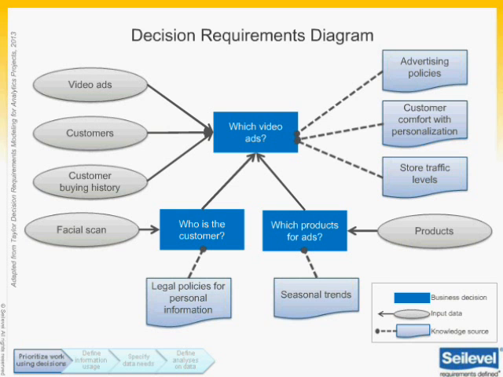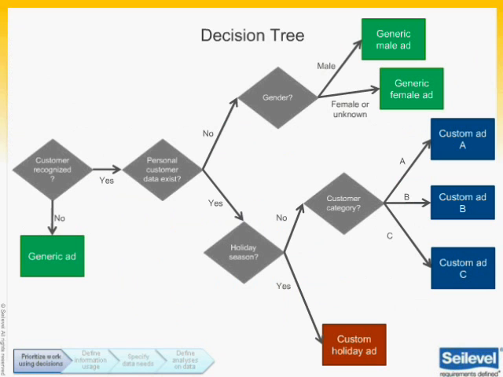Another requirements model that we can create is a decision tree. This is a model that helps us understand the actual detailed logic in making the decision. Again, here's a simple example for our scenario. First, do we recognize the customer? If not, then we only have one choice, and that's to display a very generic ad. But if we do, then we check to see, do we know anything else about them? And if so, is it the holiday season? Maybe we want to display a personalized holiday ad. And if not, maybe we can use their gender and pick a somewhat targeted ad, if not very specific to them.